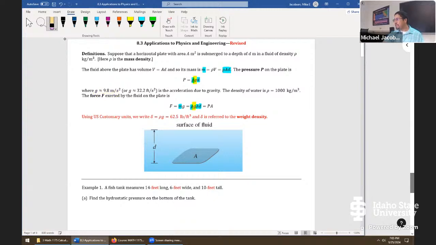At the end of the day, though, if you really think about this, the force is just going to be, if we're using, say, United States customary units, as our author calls them, just the weight of the column of fluid above that plate. So, in other words, if we're using US customary units, this is a really fast edit I threw in there. Often the delta is replaced with rho times g. Rho is the water density, g is acceleration due to gravity. In these units, it turns into 62.5 pounds per foot cubed. Then delta is called the weight density of this.